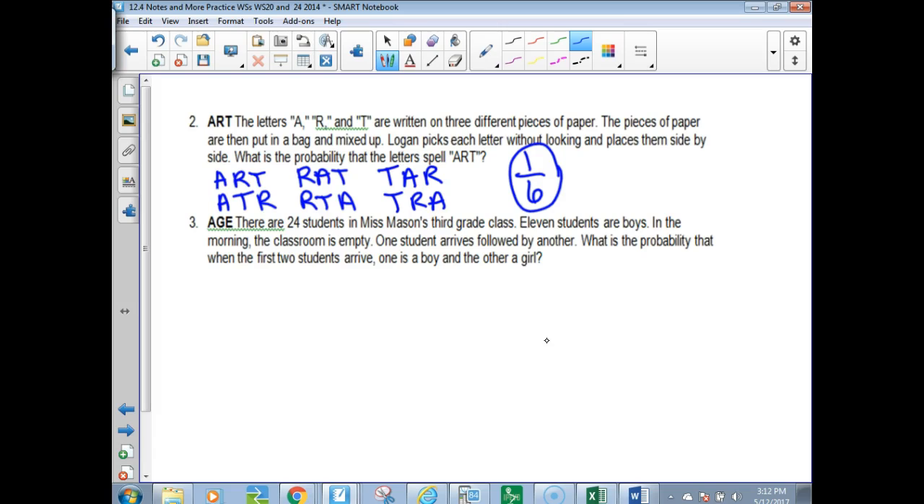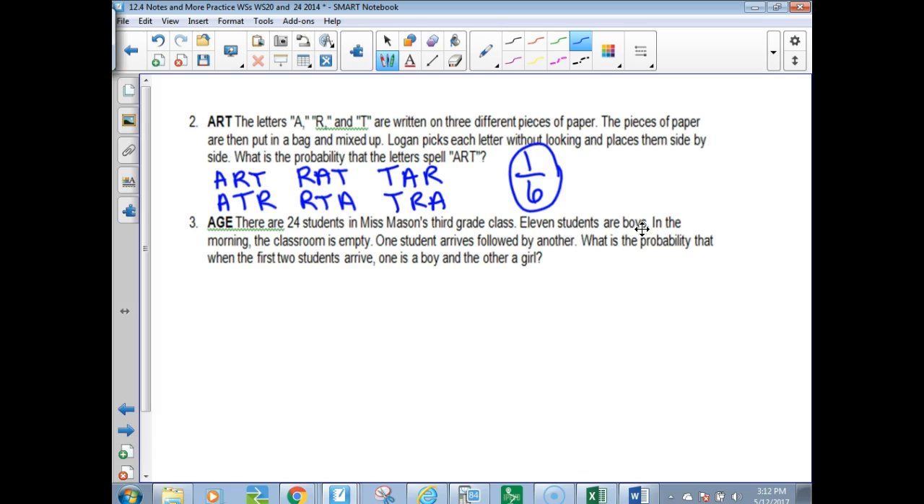What if I asked you what's the probability that it spells an English word? Half. Yeah, 3 out of 6, 1/2. Okay, there are 24 students in Miss Mason's 3rd grade class. 11 students are boys. In the morning, the classroom is empty. 1 student arrives, followed by another. What's the probability when the first 2 students arrive that one's a boy and one's a girl?